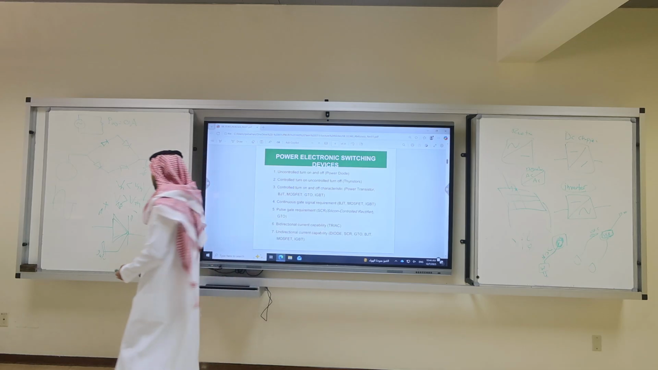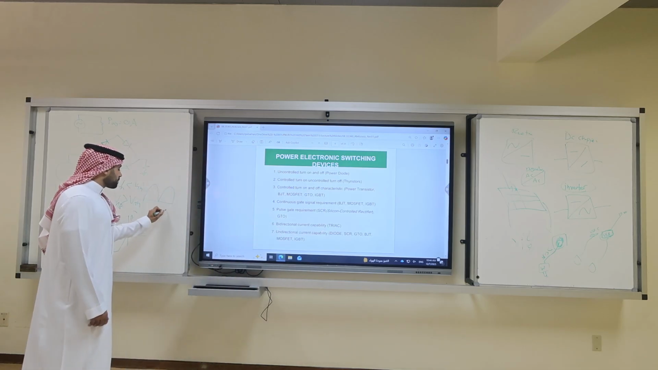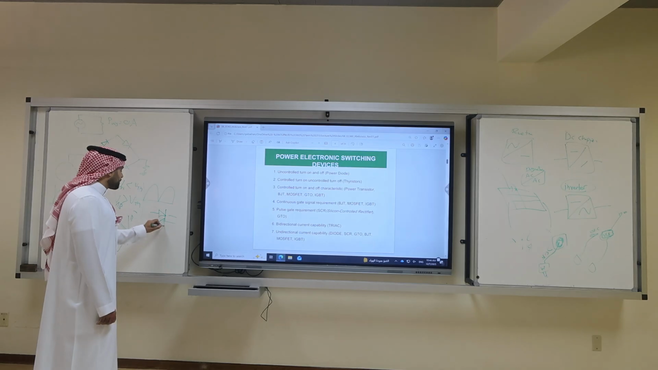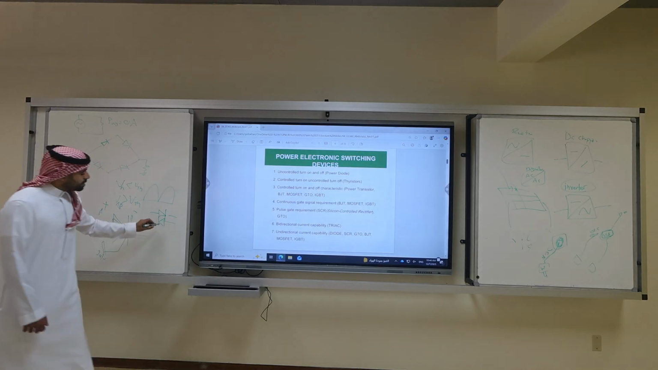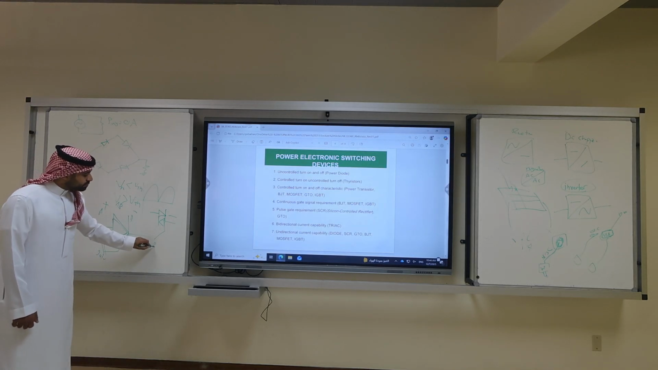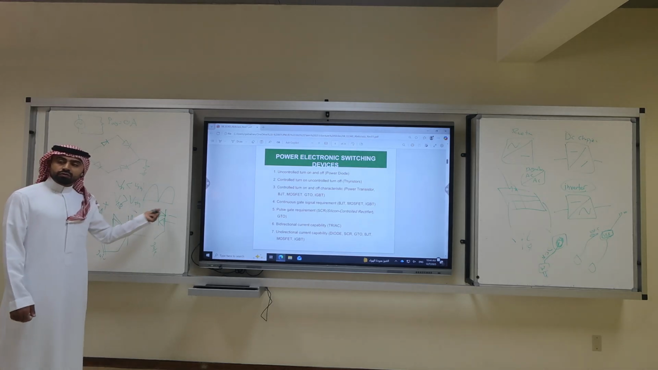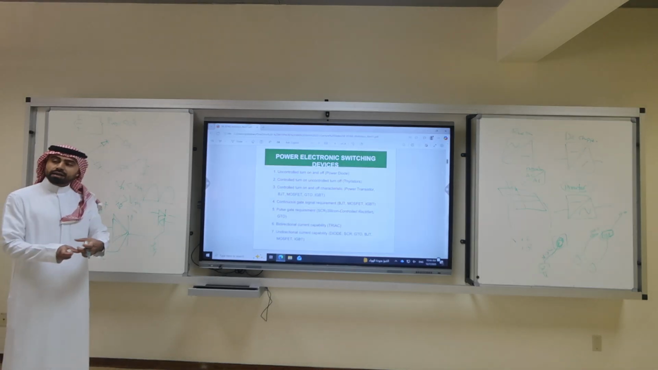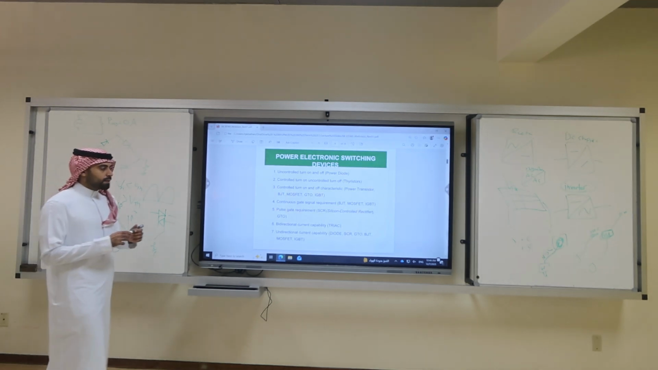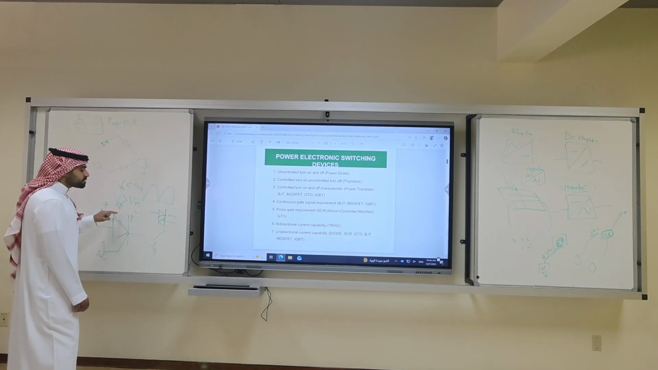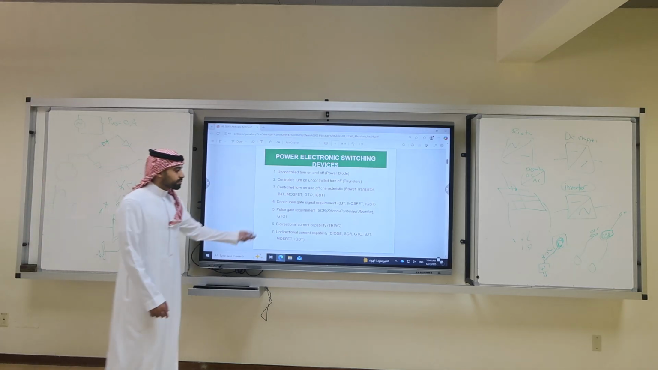TRIAC is actually one diode here, one diode here, and then you have a gate. So you send the gate signal to conduct in either of the two directions. It's like two parallel diodes. So we have bidirectional current capability. We can transfer current from this way to this way, or from this way to that way.